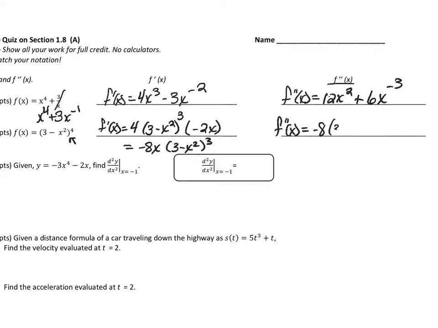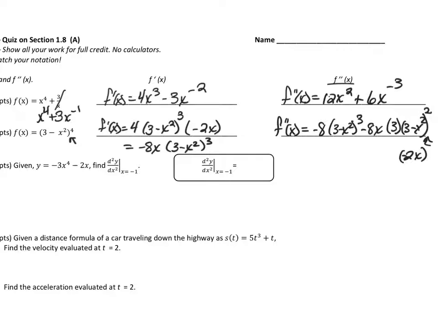Now when we take that second derivative, we're going to need the product rule: derivative of the first times the second, plus the first, which is minus 8x, times the derivative of the second. So bring the 3 down, 3 minus x squared, 3 minus 1 is 2, and then you chain rule out, minus 2x. You have to use the product rule because here you have the product of two different functions. You can multiply this thing out, but it's to a third power, so I wouldn't do that. I would use the chain rule on that.